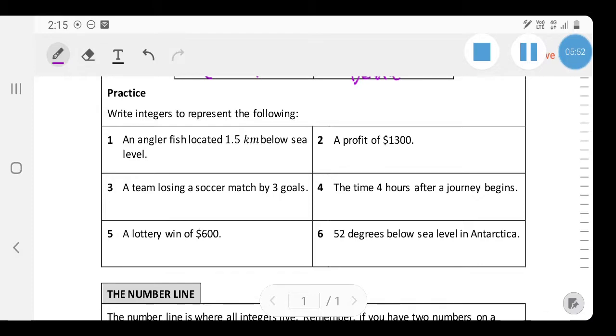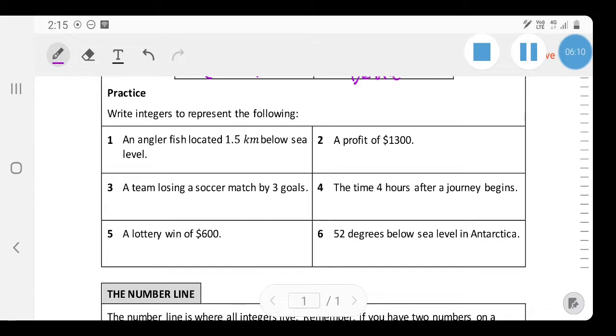You ever seen those funny looking fish with big lights dangling off the front of their head? Deep sea fish. They use a light to attract their prey towards their mouth. So they live deep in the ocean. An anglerfish located 1.5 kilometers below sea level.